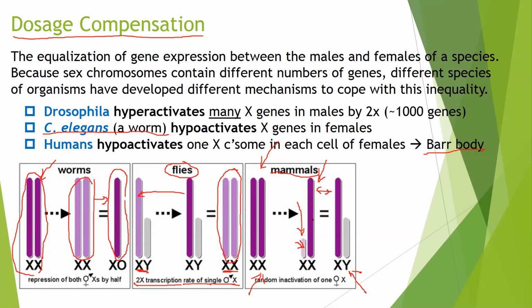So in humans, in mammals, we actually inactivate 1 X chromosome in each cell of the female to achieve this balance between male and female. Any questions here?